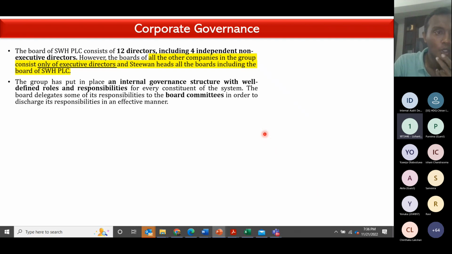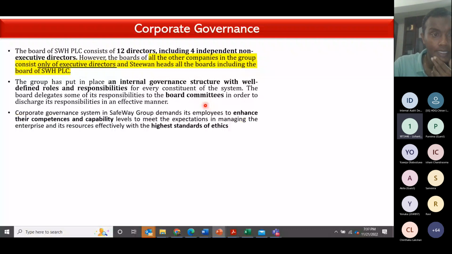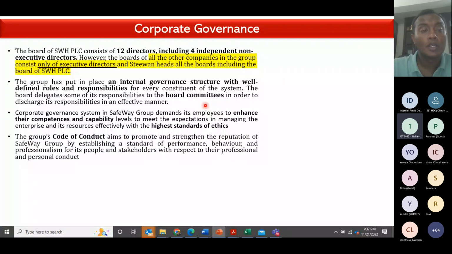The other points are looking good. They have an internal governance structure, well-defined roles and responsibility for every constituent of the system. The board delegates responsibility to board committees, so the audit committee, nomination committee, all of those committees. And the corporate governance system demands its employees to enhance their competence and capability level in managing the enterprise and resources effectively with the highest standards of ethics, right? And then the group's code of conduct aims to provide.